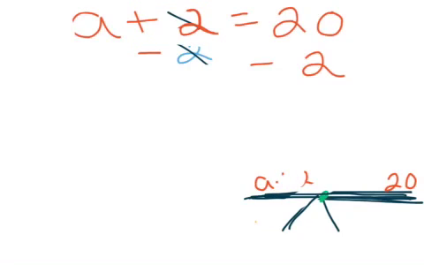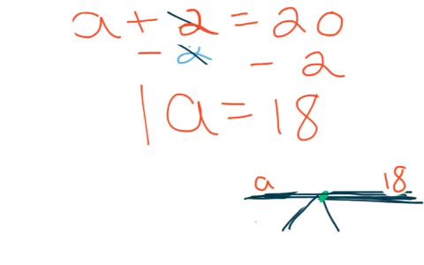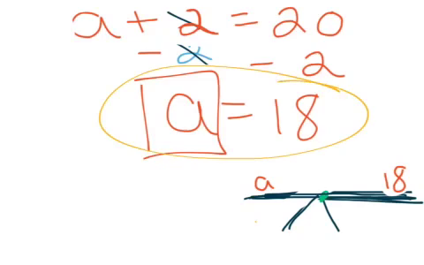So when I take away 2 down here, I'm left with a, but to keep it balanced, I have to take away 2 from my 20, and I get 18. Now we're still balanced, and we've met our goal of having the variable by itself. So our answer for this problem is that a equals 18. Now the awesome thing about algebra is you can always check your own work. Let me show you how this happens.